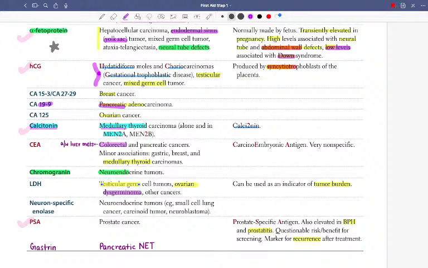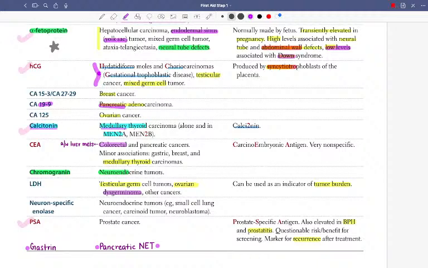Neuron specific enolase, neuroendocrine tumor. Small cell, very important. Small cell carcinoma, neuroblastoma. Okay. PSA, prostate specific antigen, gastrin. Okay, this is not necessary. Gastrin, PSA. Gastrin is going to be pancreatic NET. This has come previously. Gastrin is present in pancreatic neuroendocrine tumor. Neuron specific enolase, all this to be done.